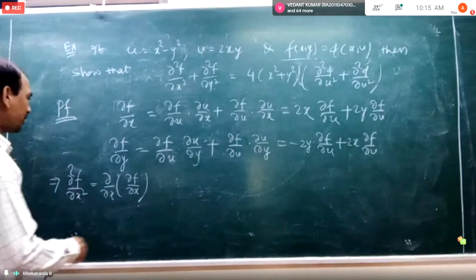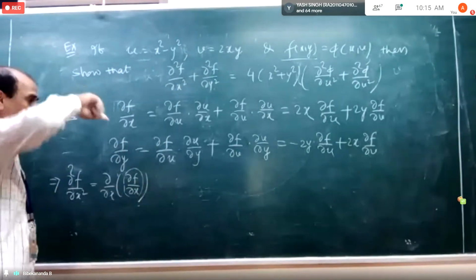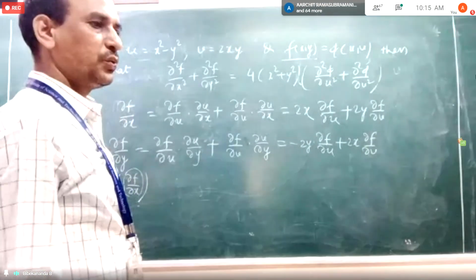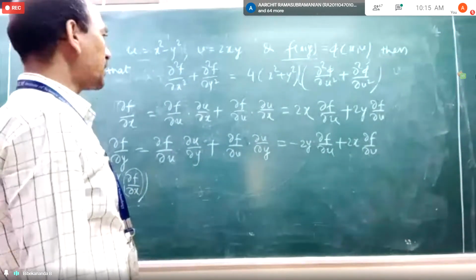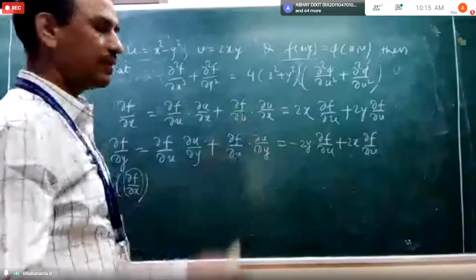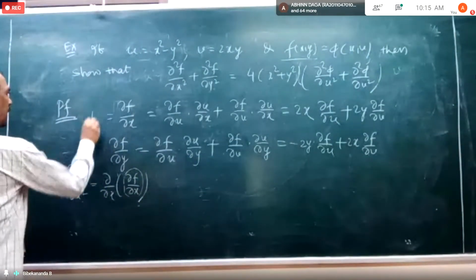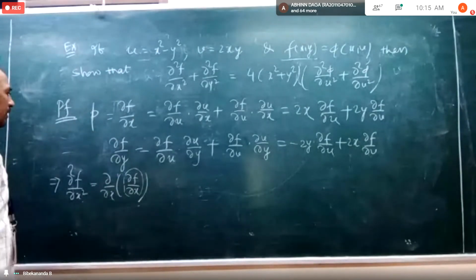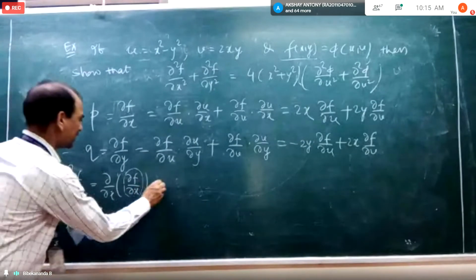So suppose I will consider this one as some function, say, any function. Suppose I will take p. So if I consider this one is p, and suppose I will consider this one is q. So what is this actually?